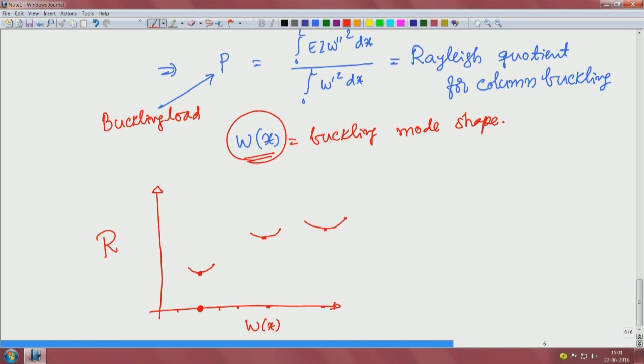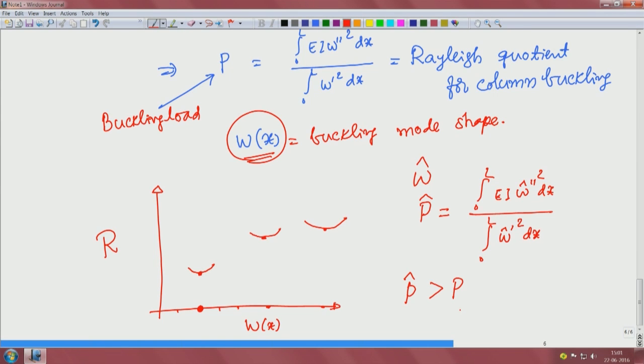Another thing, because it is a minimum, is that if I take any W hat and write this Rayleigh quotient for this P hat, by evaluating the integral of E I W hat double prime square dx divided by the integral from 0 to L of W hat prime square dx, you get a P hat value. This P hat you will find is larger than this P critical, the real buckling load. In other words, whatever function you take, you will get a value that is larger than the critical load. If you minimize the Rayleigh quotient, in this particular problem it is P critical. If you minimize this Rayleigh quotient for buckling, you get the buckling load.